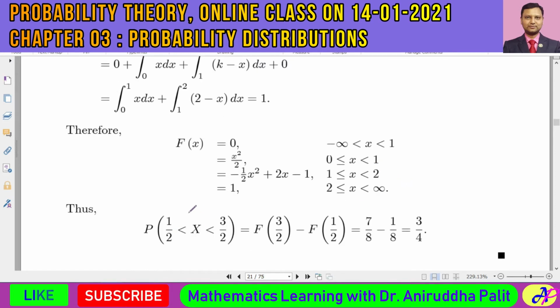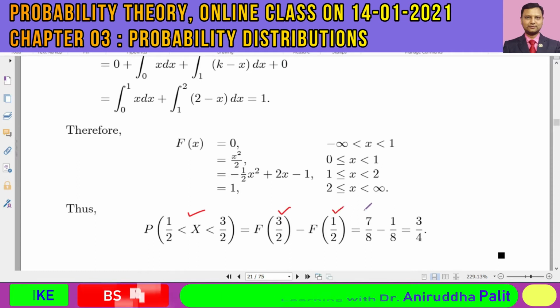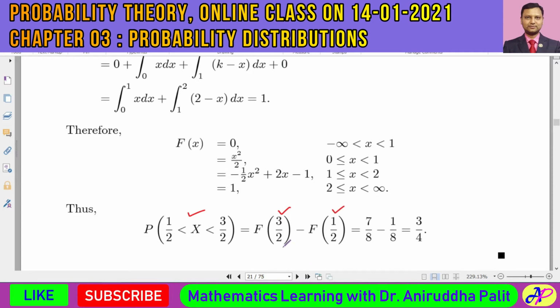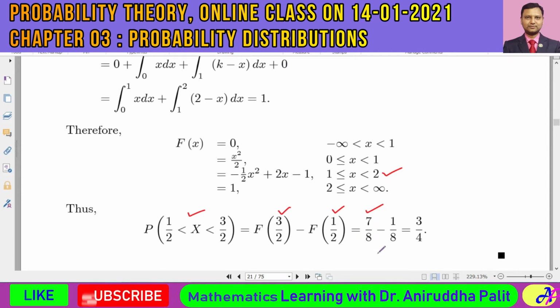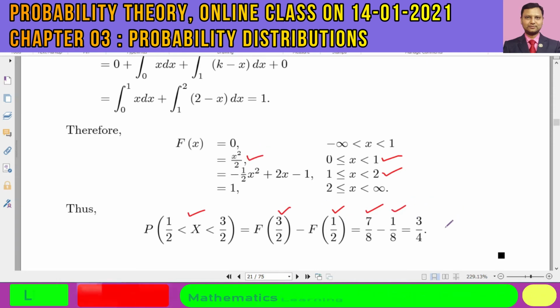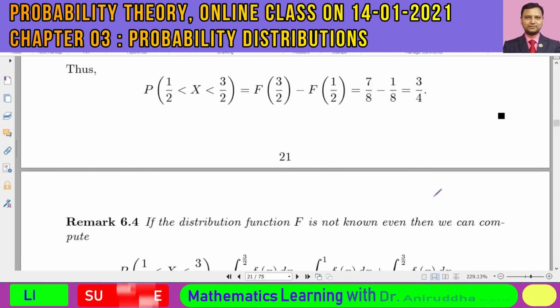If we want to find the probability, we know that a less than x less than or equal to b can be written as F of b minus F of a. What is F of b? We put x equal to 3 by 2, which lies in the second segment, so you can find the value of F of 3 by 2, and that would be equal to 7 by 8. And if you put x equal to half, then half lies in the first segment, in this second segment, you will get 1 by 8. So ultimately in this way you can find the probability that half is less than x less than or equal to 3 by 2. You can also compute the probability directly by the process of integration.